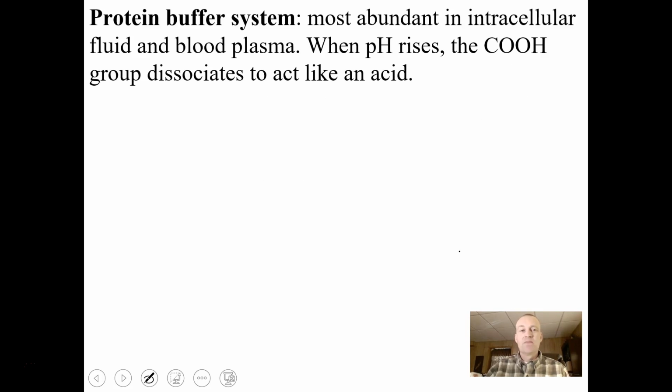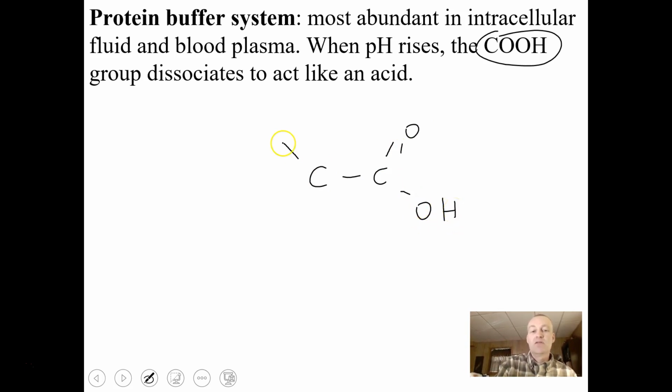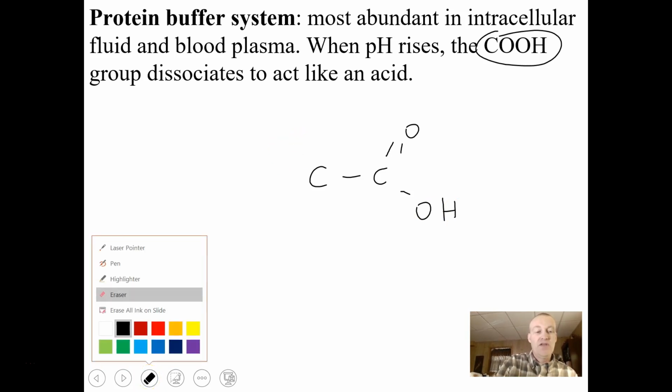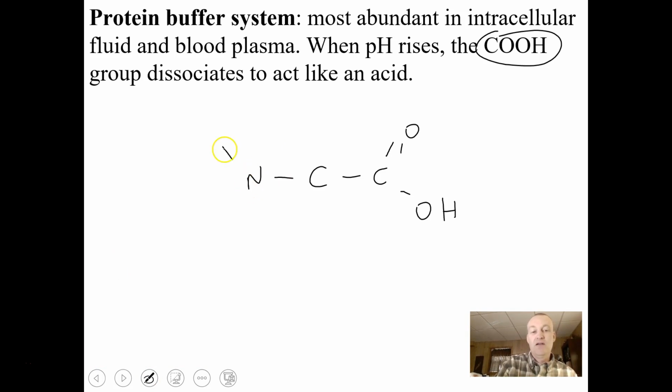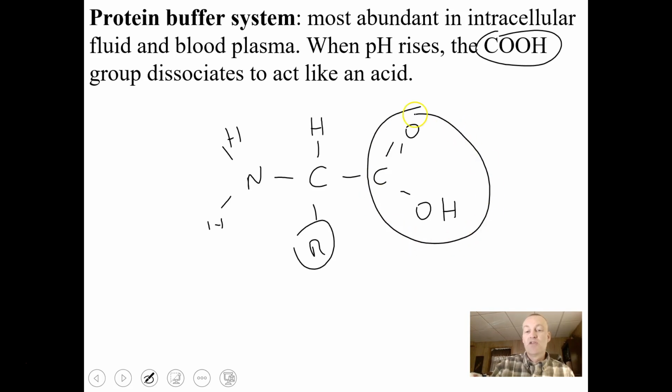The next system is called the protein buffering system, and this is the most abundant in the intracellular fluid and the plasma of the blood. When pH rises, the carboxyl group will dissociate and act like an acid. So just to refresh your memory, amino acids have an amino group, and they have a carboxylic acid or carboxyl group, and there's a variable group, the R group there. So this right here and this right here are going to be really important in this protein buffering system.